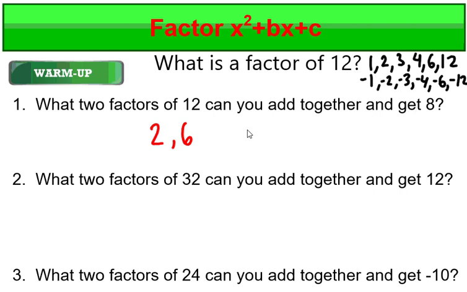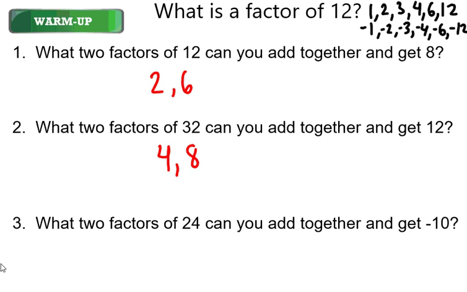What two factors of 32 can you add up to give us 12? Well, that would be 4 and 8. Both have to be positive. Last one, can you find two factors of 24 that are going to add together to give us negative 10? So if they're going to add together to give us negative 10, we know we're going to be working with some negatives. So those two are going to be negative 4 and negative 6. Those multiply to give us 24, add up to give us negative 10.